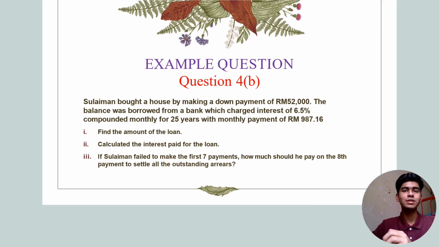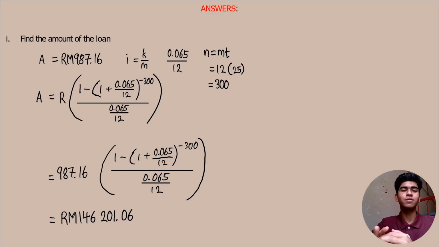So we go to the example question. Question 4b. Sulaiman bought a house by making a down payment of 52,000 ringgit. The balance was borrowed from a bank which charged interest of 6.5% compounded monthly for 25 years with monthly payment of 987.60 ringgit. First one, find the amount of the loan.